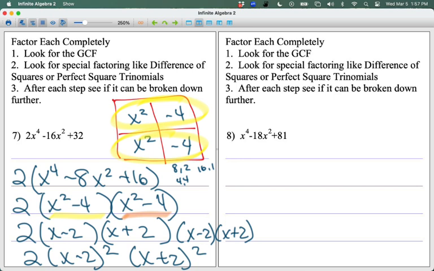So we factored with the box method. Notice we had a difference of squares, but we had 2 of them this time, and they could come together. At this point, number 8, I would like you to pause the video and see if you can do this by yourself.